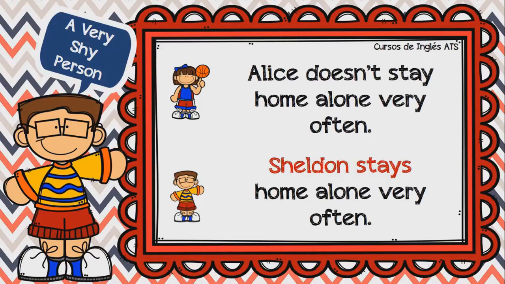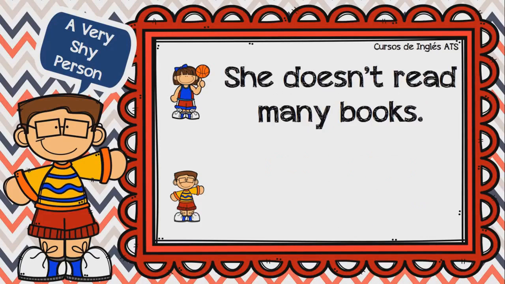Sheldon stays home alone very often. Very good. Here you have to be careful. Remember, affirmative sentences with he, she, it, you have to add the S to the verb. Aquí tienes que tener cuidado. Recuerda que cuando son oraciones afirmativas en el simple present con he, she, it, el verbo tiene que llevar una S. Sheldon stays home alone very often. Very good. She doesn't read many books.